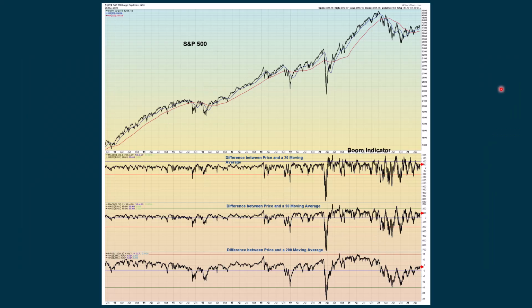Then a thing called the boom indicator. Price has a tendency to not get too far away from any kind of moving average. We have a 20, 50, and 200 period moving average on this chart.